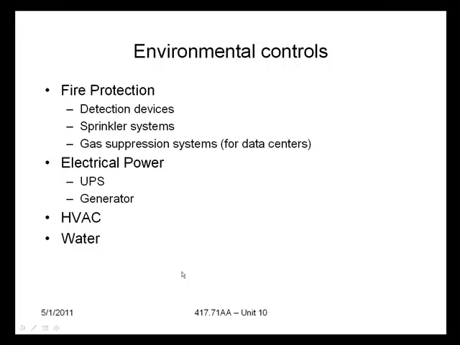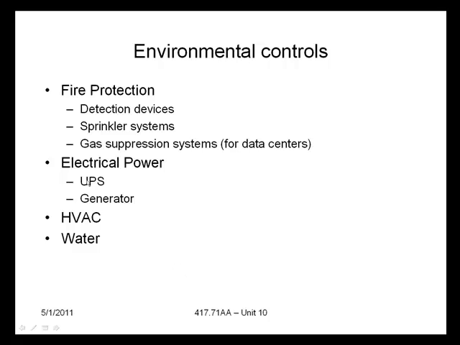Fire protection involves detection devices, alarms, smoke detectors, heat detectors, sprinkler systems. In data centers, you have gas suppression systems. In the old days, a gas called halon was used. Halon has been banned as being bad for the ozone layer, but there are substitutes for halon.